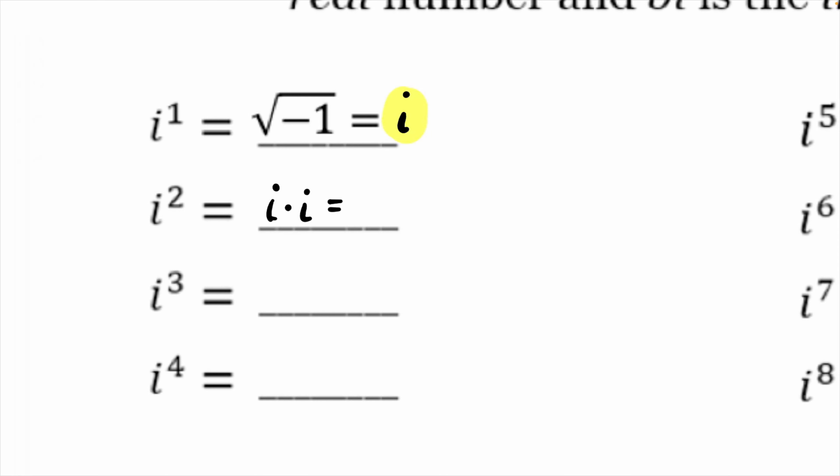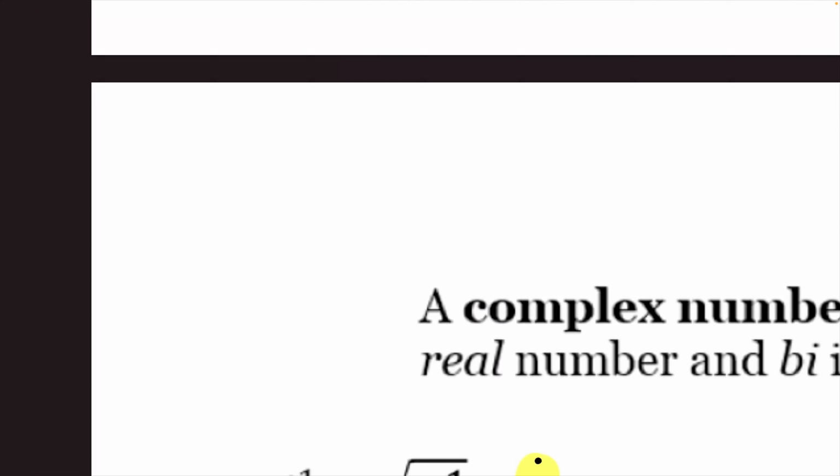What is i equal to? The square root of negative 1, right? So really, this is the square root of negative 1 times the square root of negative 1. That's what it means, right? So what is the square root of negative 1 times the square root of negative 1? I'll give you a hint.